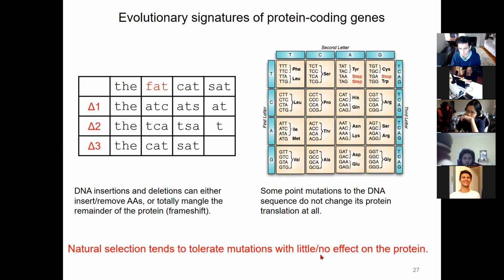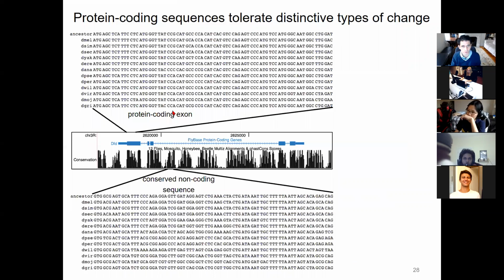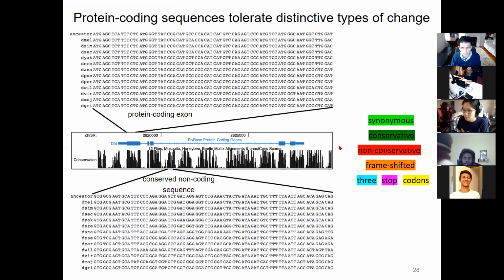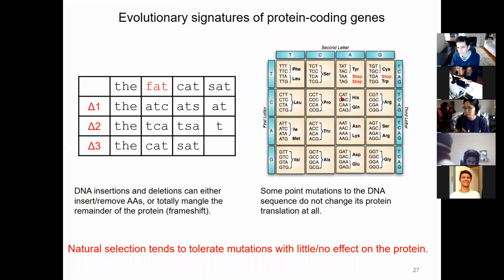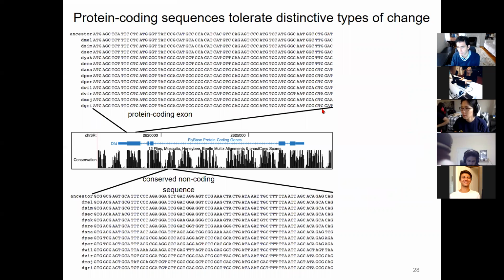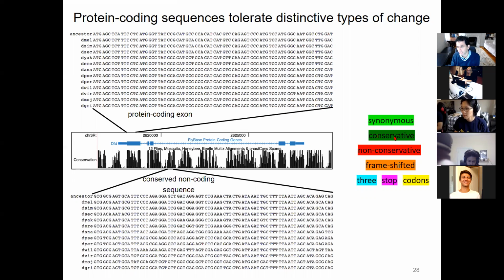So natural selection tolerates mutations that have little or no effect on the protein. So we can use this to now look at the alignment of a protein coding region versus a conserved non-coding region, and we can color synonymous, conservative, and non-conservative codon substitutions. Synonymous codon substitutions are the ones where the amino acid translation is exactly preserved. The exact same amino acid is translated. Whereas conservative simply means that you're replacing that amino acid with another amino acid with similar properties. And then non-conservative means that you're replacing that amino acid with another amino acid with very different properties.